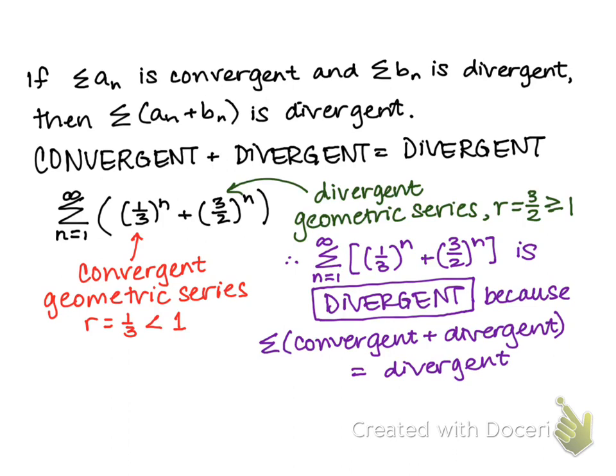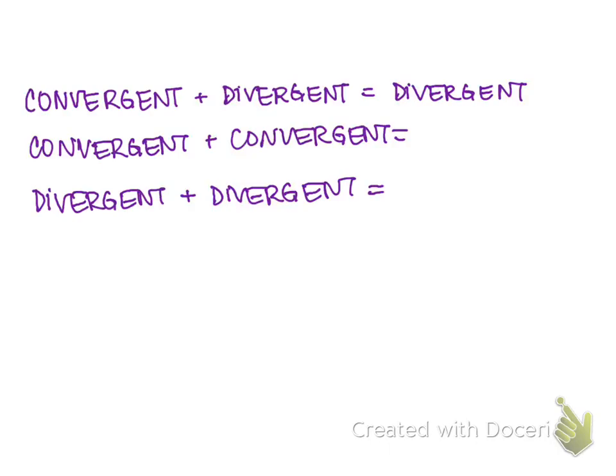Okay. All right, so let's go on to our next rule. Let's think about the other two possibilities. We just talked about how a convergent series plus a divergent series is divergent. If you think about what's going on, we've got a finite value plus infinity. Well, infinity plus a constant is still infinity, hence divergent. It then should logically follow that convergent plus convergent equals a finite sum plus a finite sum, which must also equal a finite sum.